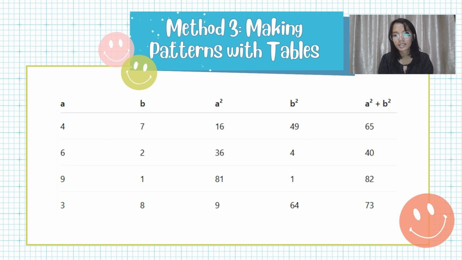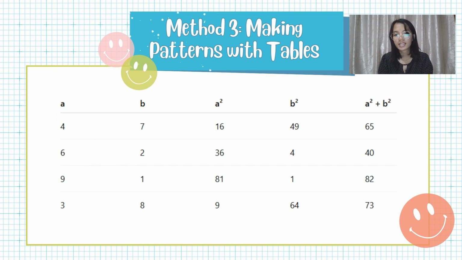So another example is 6 and 2. The square of 6 is 36 and the square of 2 is 4. So 36 plus 4 results in 40. So we have 9 and 1. The square of 9 is 81 and the square of 1 is 1. So 81 plus 1 is 82.